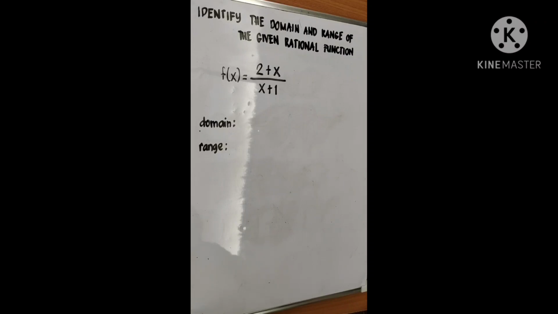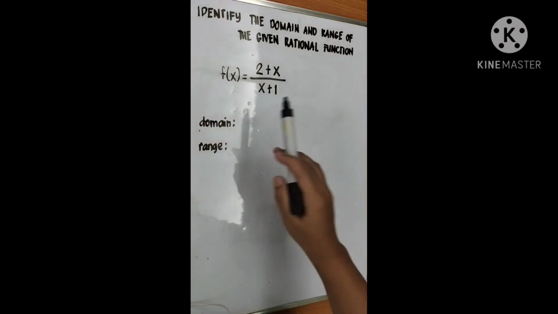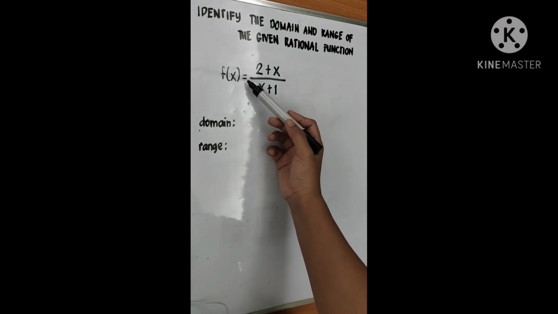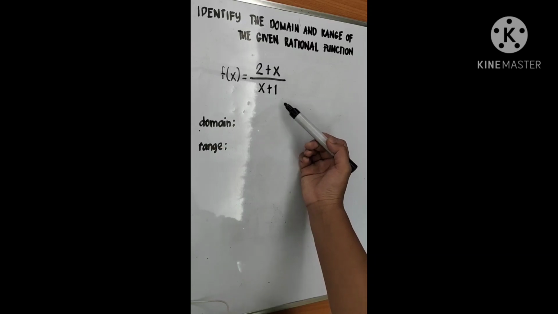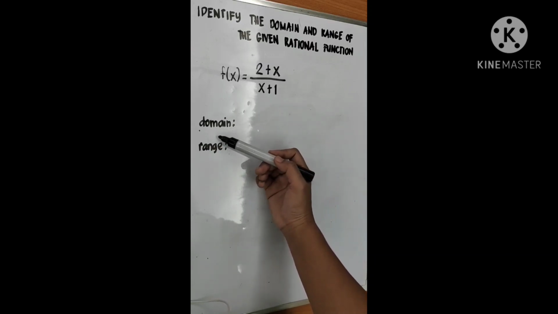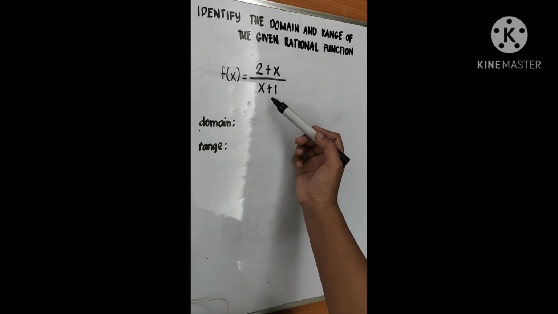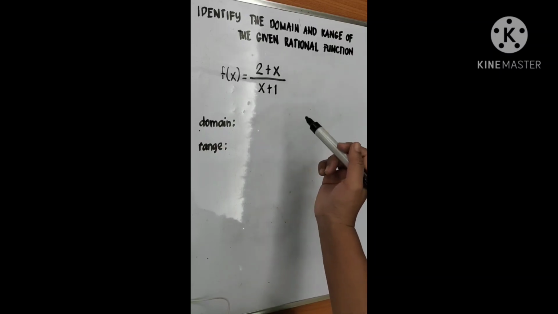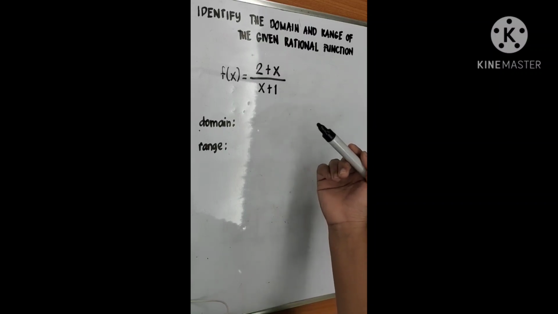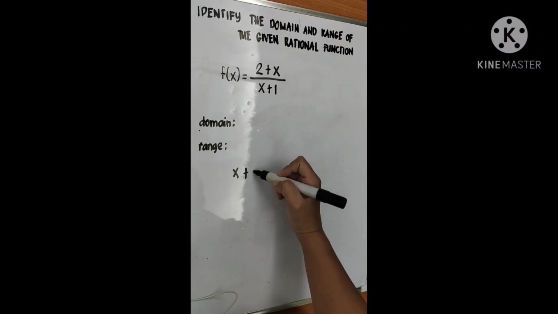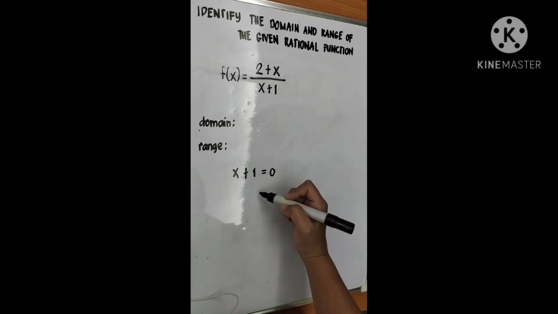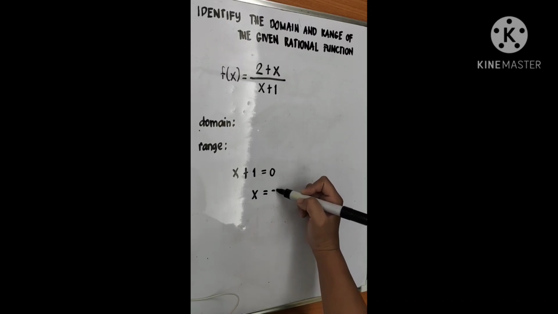Now let us identify the domain and the range of our given rational function. The given rational function here is f(x) = (2 + x)/(x + 1). In getting the domain of any rational function, we equate the denominator to 0 and solve for x. That value of x will be the restriction in our domain. Solving for the domain, we have the denominator x + 1. We equate it to 0, and so x = -1.